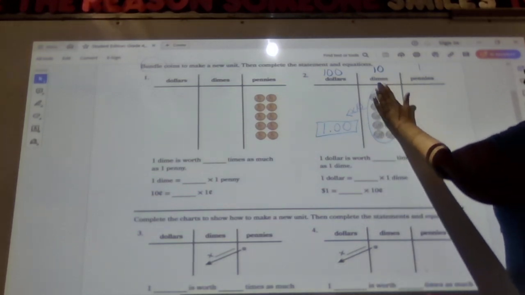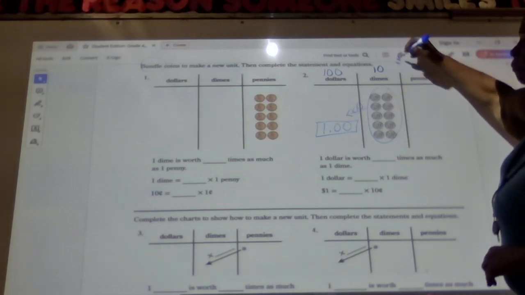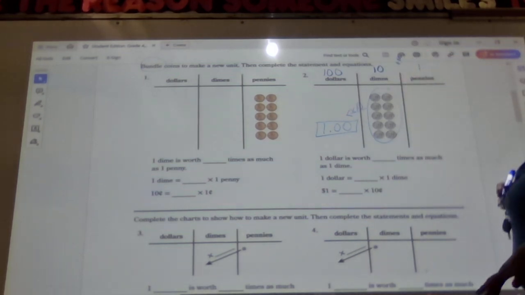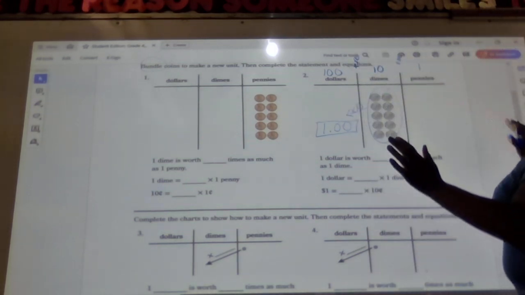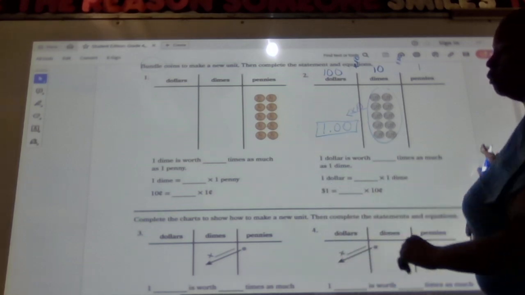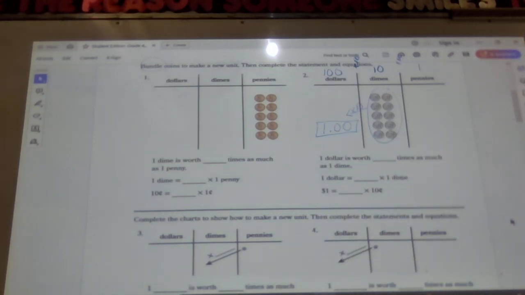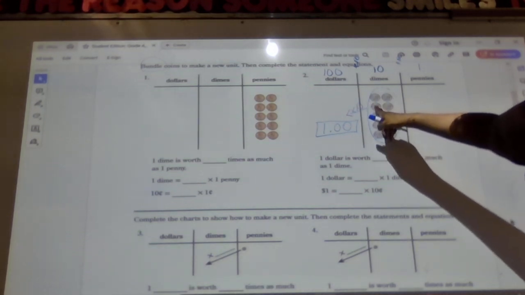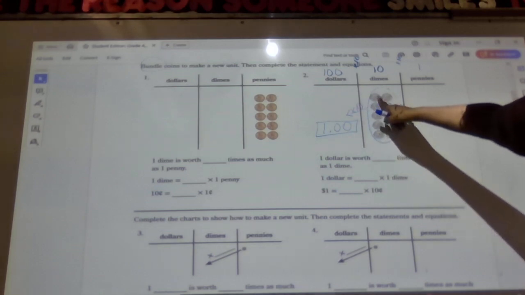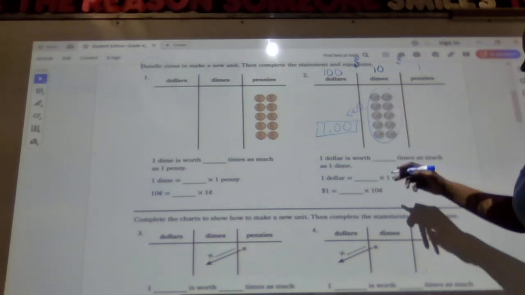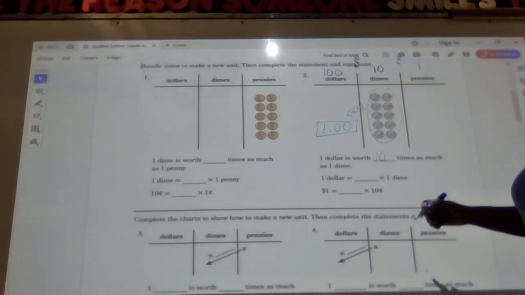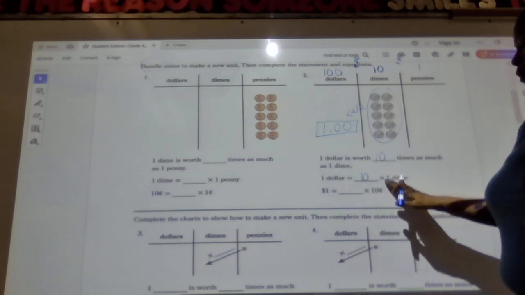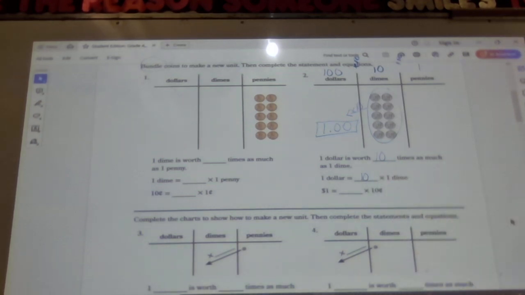So from the 1s to the 10s place, you're multiplying by 10 to get there because 1 times 10 is 10. 10 times 10 is 100. So each time you move up or you increase, moving over, you're increasing by times 10. Okay? And so that's how we have times 10 here because $1 is 10 times as much as 1 dime. So $1 is 10 times as much as 1 dime. $1 equals 10 times 1 dime. That gives us $1 or 100.